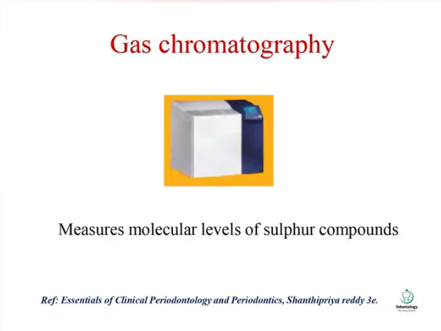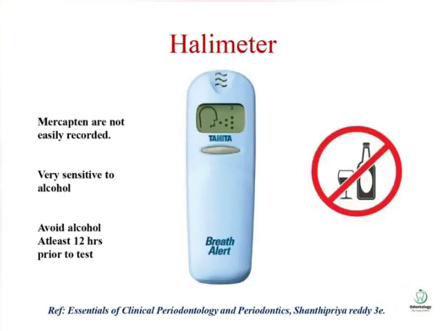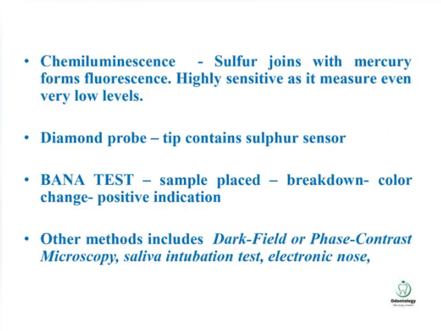Next, gas chromatography is a machine which measures molecular levels of sulfur compounds. It is also one of the methods of measuring halitosis. Then moving to the halimeter. The main disadvantage of this method is that the mercaptan levels are not easily recorded, and it is very sensitive to alcohol. So avoid alcohol at least 12 hours prior to the test. Moving on to other tests like chemiluminescence, diamond probe, BANA test, dark field or phase contrast microscopy, saliva incubation, and electronic nose, which are some of the other tests to identify halitosis.